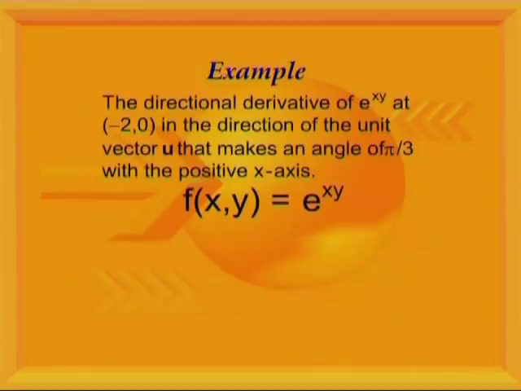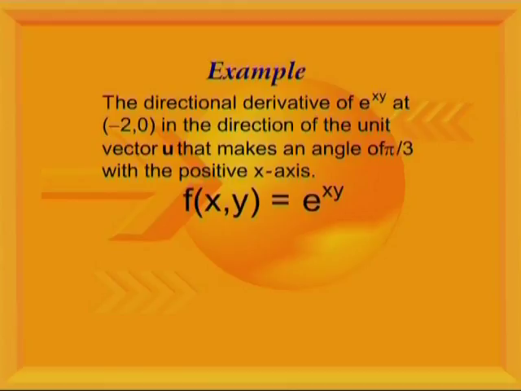Let us do an example. We have the function f(x, y) equal to e raised to power xy, and we want to find the directional derivative at the point (-2, 0) in the direction of the unit vector u that makes an angle of pi by 3 radians with the positive direction of the x-axis.